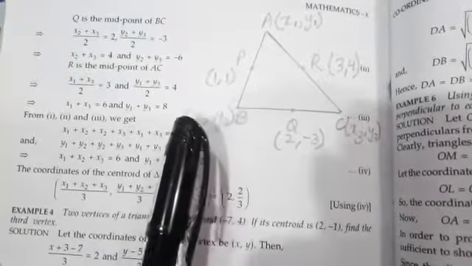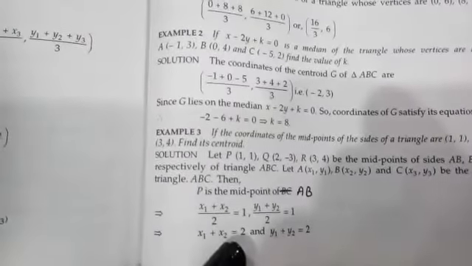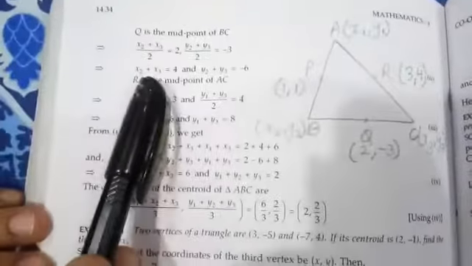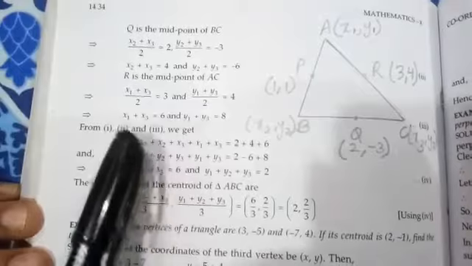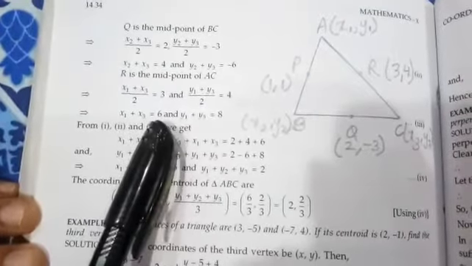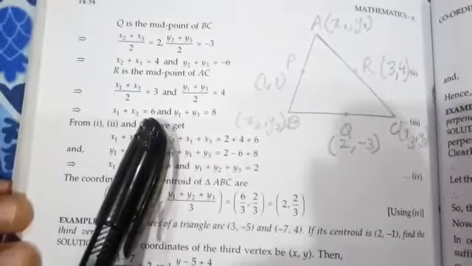Now we have three equations in x. See here, we have x1 plus x2 equals 2, x2 plus x3 equals 4, x1 plus x3 equals 6. Add all these three equations and that will give us this equation.